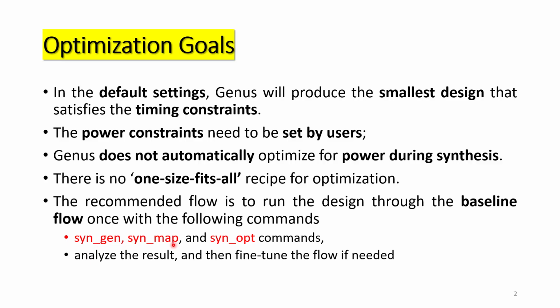So this will do generic synthesis, this will do mapping with respect to the .lib, and syn_opt will do optimization. Remember, Cadence Genus will focus mainly on timing by using the constraints. Once after running these three commands, we need to analyze the results and then fine tune the flow if needed. Depending upon our requirements, we need to adjust the flow.